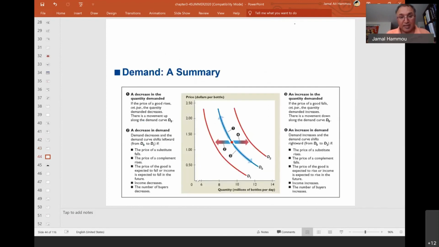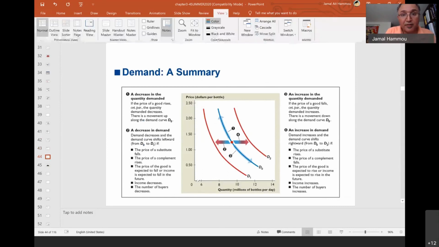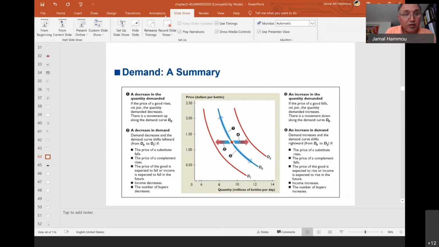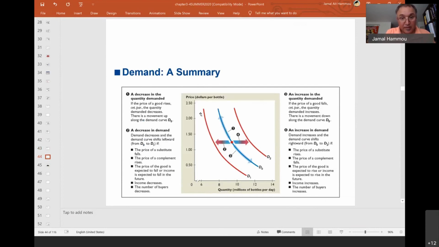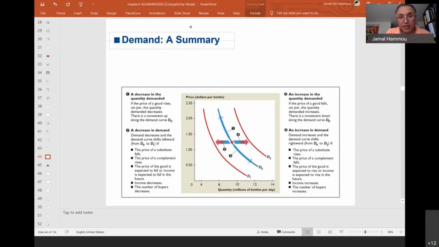So this is the summary for the demand curve. I'm just going to make sure that you can see all this stuff. Slideshow from current slide. Okay, so you can see here, we're going to make it bigger so it's clear.